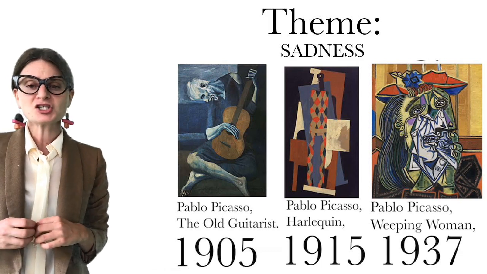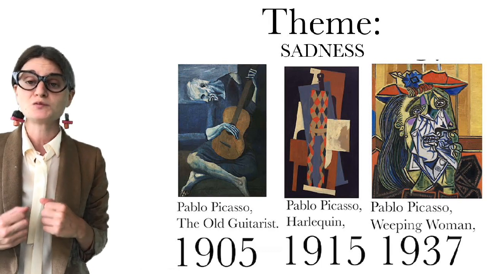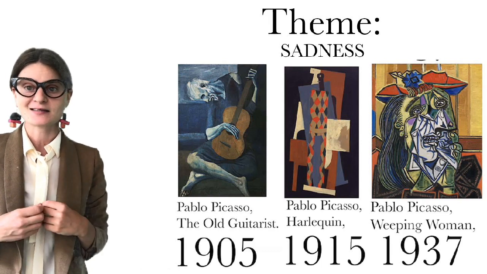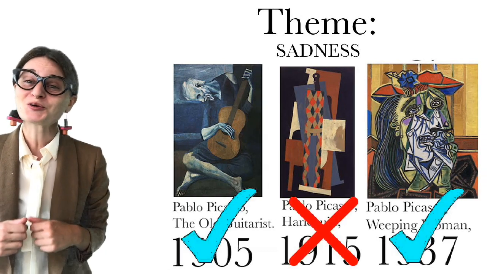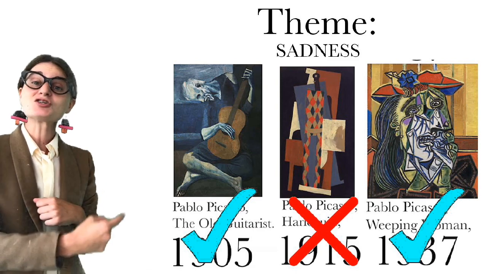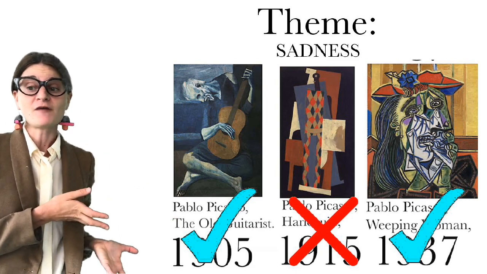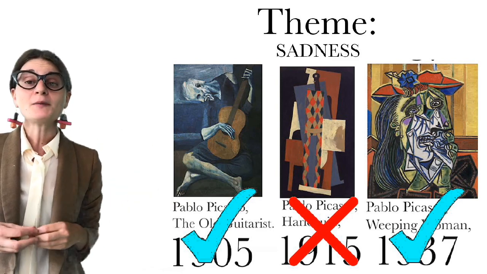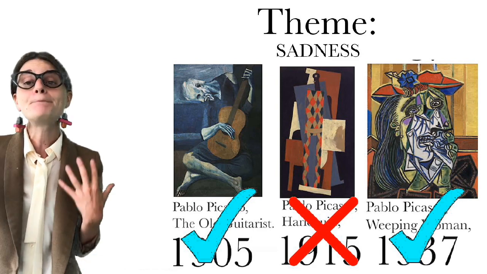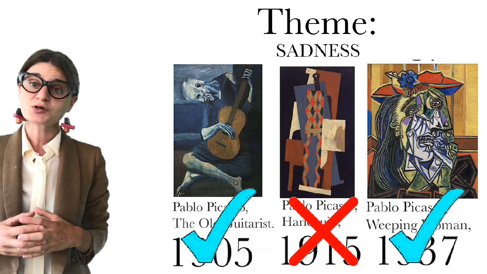I'll give you a chance to think about which artworks you would choose to be in our theme of sadness. You think you got it? You're right. These 2, the Old Guitarist from 1905 and Picasso's Weeping Woman from 1937 are the best choices to represent sadness in Picasso's artwork.